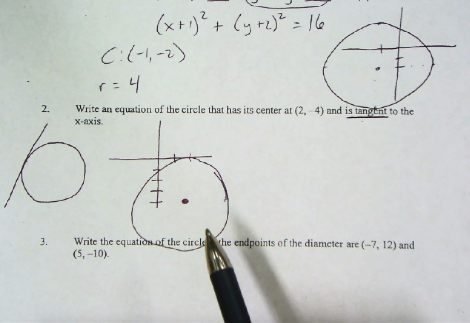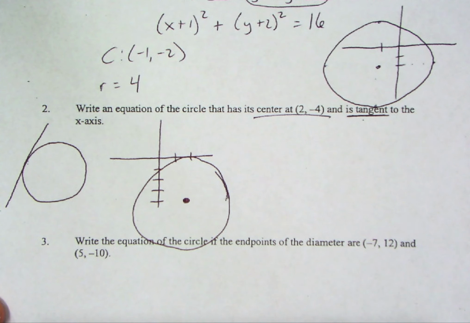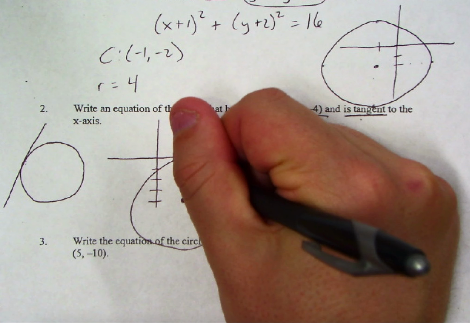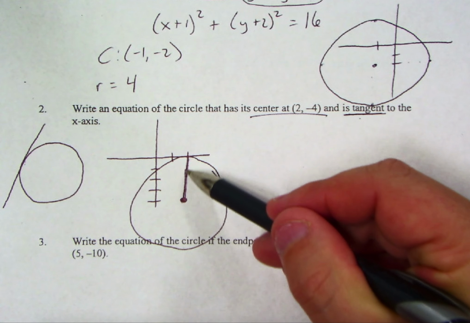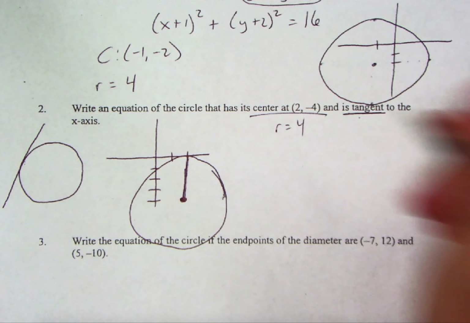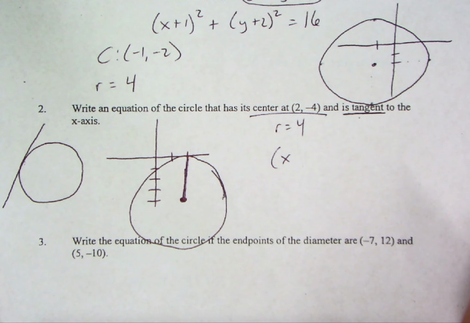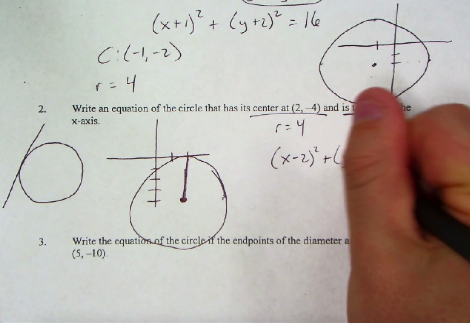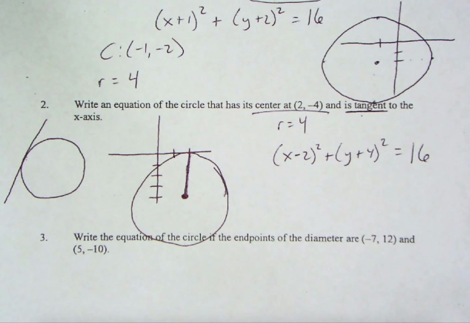Well, the reason that's helpful, when you write the equation of a circle, you need to know 2 things. You need to know the center, which we do, and you need to know the radius. Well, now I can find the radius of this circle. Here's the center. The radius is just whatever that distance is there to the x-axis. So that radius is 4. So then I can write the equation. It's going to be x, and then it's always the opposite of your value. So x minus 2 squared plus y plus 4 squared equals your radius squared. So 16.